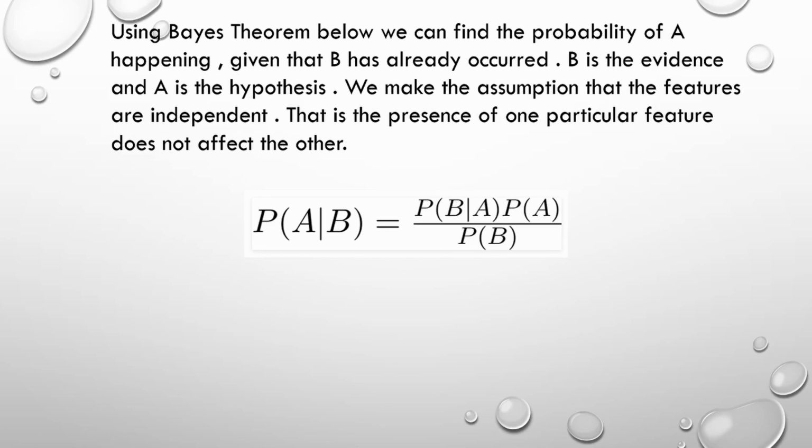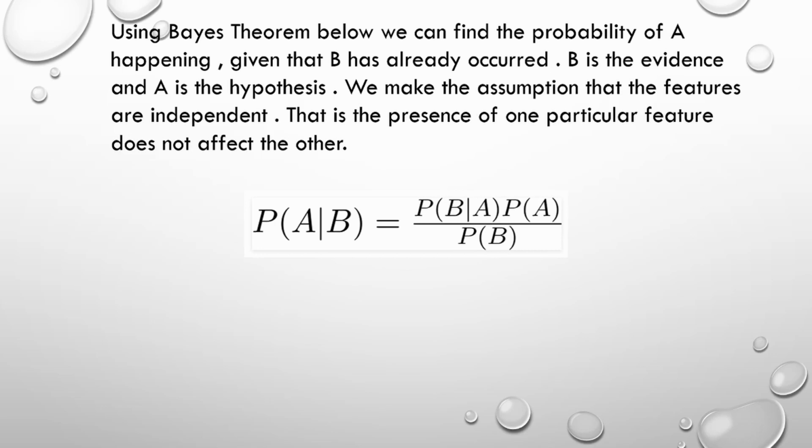As you can see here, this is the conditional probability formula. Using Bayes theorem, we can find the probability of A happening, given that B has already occurred. B is the evidence and A is the hypothesis. We make the assumption that the features are independent. That is, the presence of one particular feature does not affect the other.